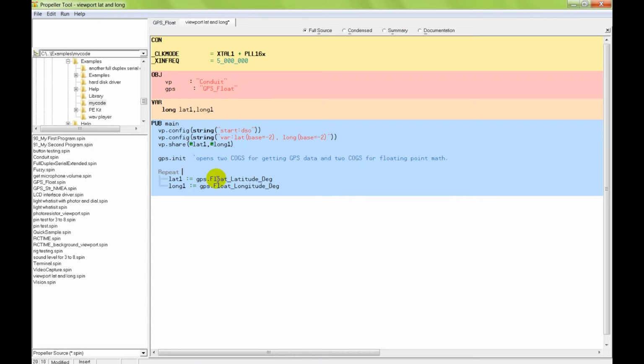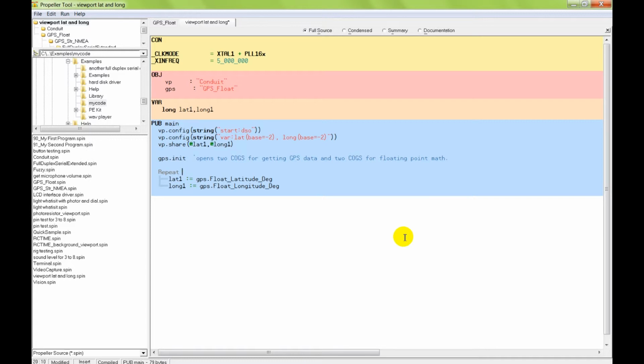So now we're at the part of the program that assigns the latitude and longitude to lat1 and long1. These are both methods from the GPS float object. And I'm not sure of the speed, but I think the GPS updates everything 5 times a second.